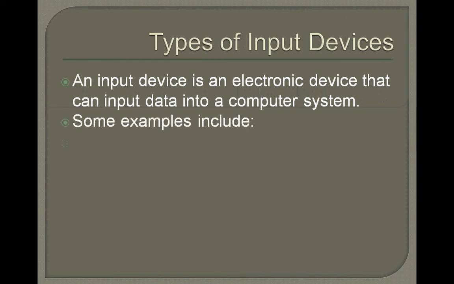Some examples may include a keyboard, which works by the user pressing a key underneath which an electronic chip is located. That chip senses a key that has been pressed and produces a code to represent the meaning of the key on the screen.